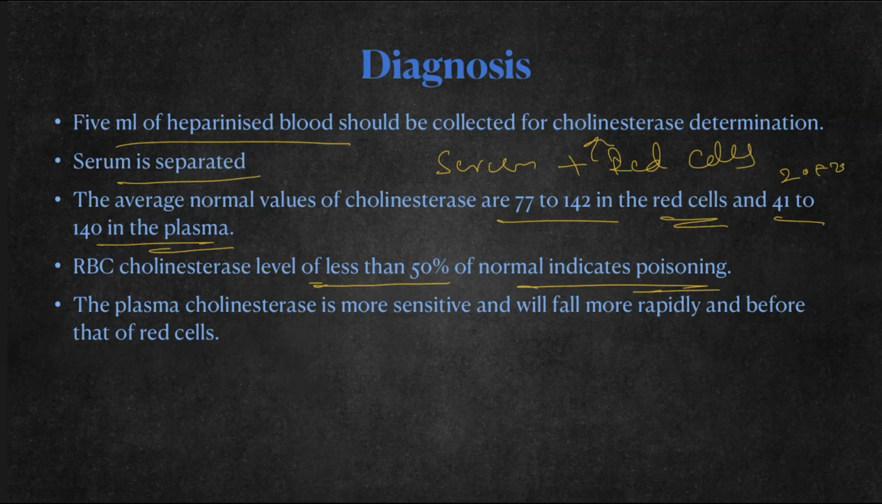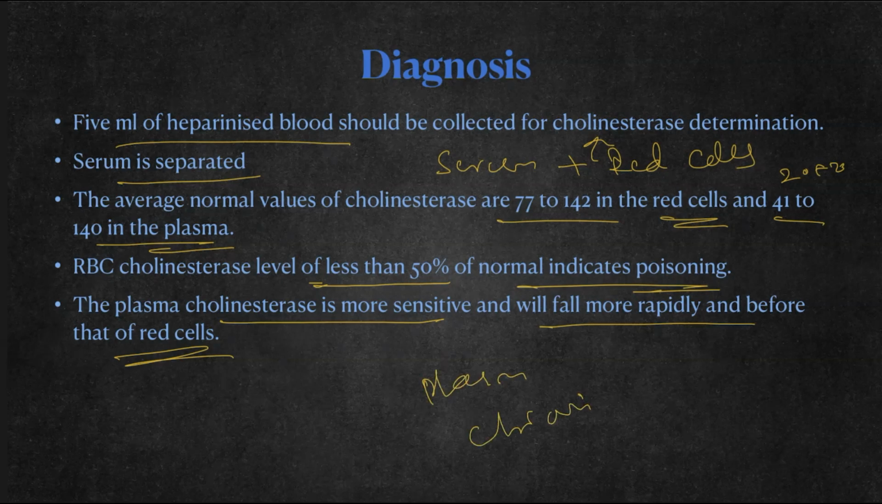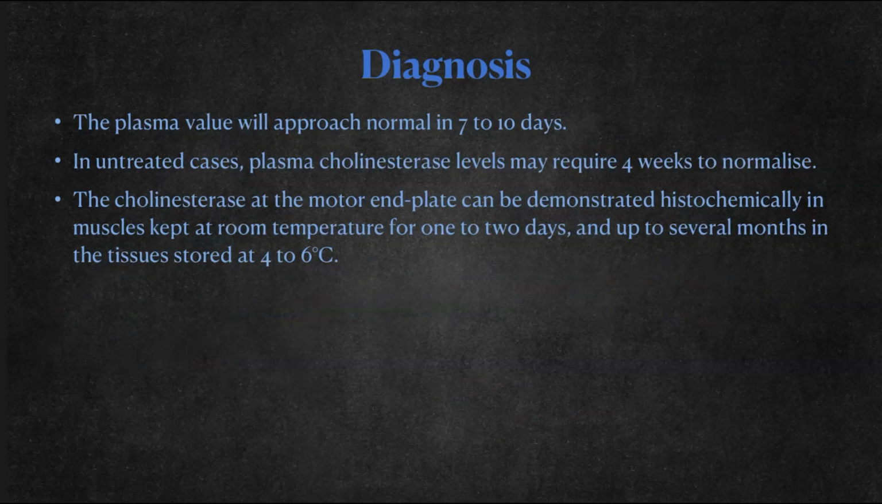an organophosphorus compound. The plasma cholinesterase is more sensitive and will fall more rapidly and before red blood cells. So plasma cholinesterase is useful for diagnosing chronic poisoning by OP compounds because it will show a greater fall in the plasma compared to red blood cells. Plasma value will approach normal in 7 to 10 days after treatment is given. In untreated cases, plasma cholinesterase level may require 4 weeks to normalize.